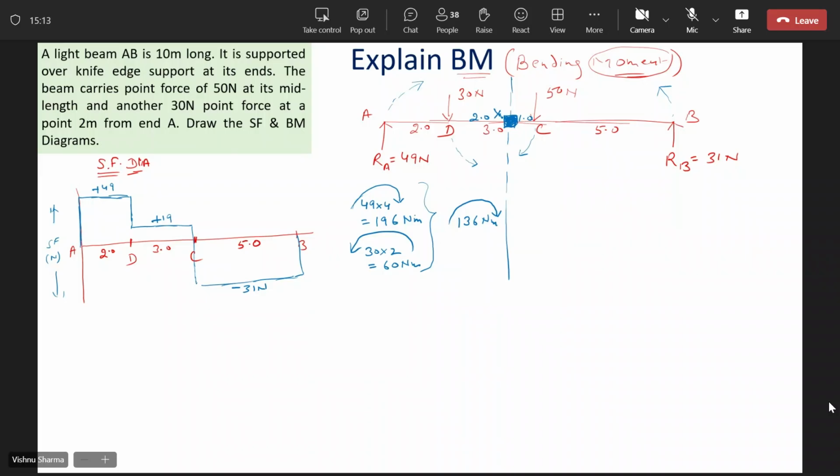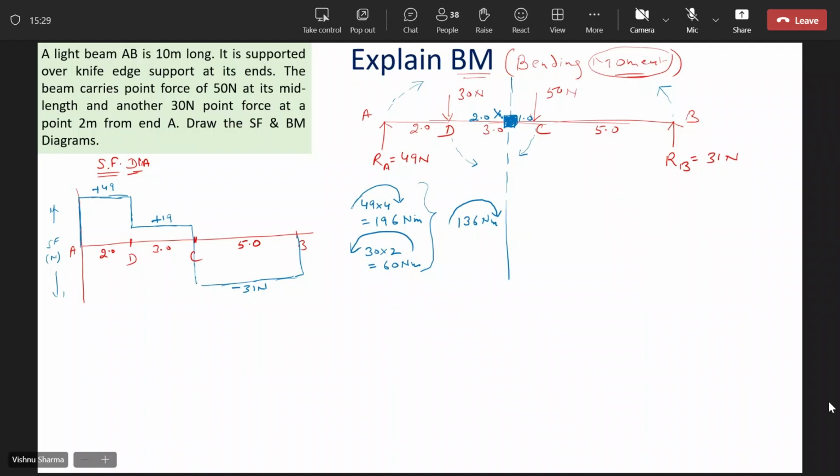Minus 136, sir. 136 Newton meter. Name the direction also. Anti-clockwise. 136 anti-clockwise. Okay, let's see. It's correct, but let's see if there's anybody who has messed it up.